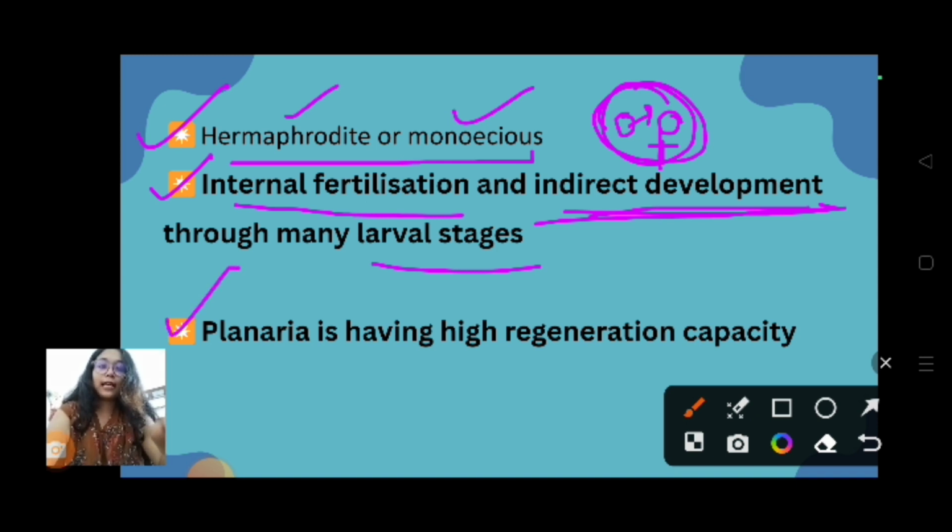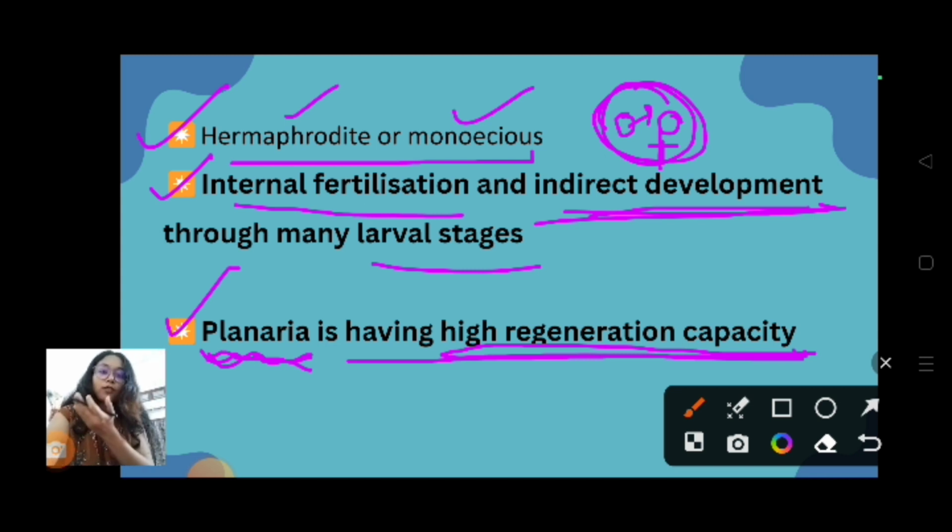And the last point it is saying one example of Platyhelminthes, that is planaria. This planaria has high regenerative capacity. What do you mean by high regenerative capacity? It means that whenever you cut a piece of a particular planaria, it will regrow, like our nails regenerate. Okay, if you cut it again, it can grow. Like that, this planaria has the same property. If you cut the head, it will grow. If you cut the tail, it will grow. It's like that. So planaria have high regenerative capacity. Is it clear?